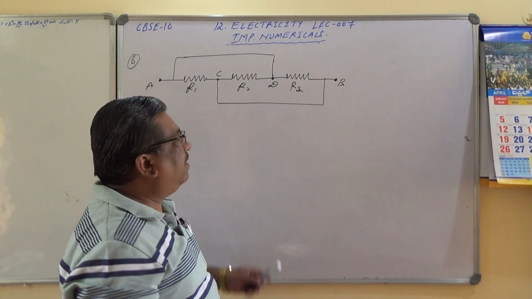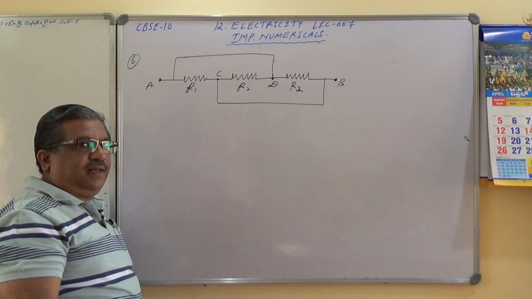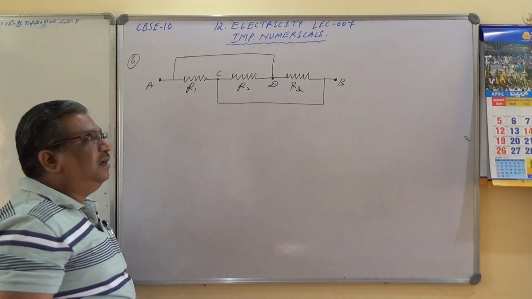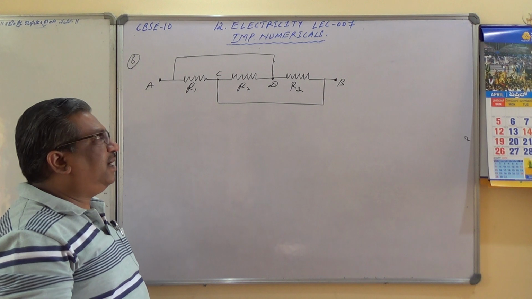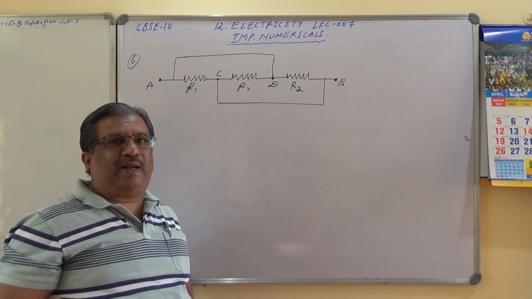Dear students, here we have a very typical problem. This is the arrangement of resistors in a particular combination, and you have been asked to find out the equivalent resistance of this circuit. So how do you find out now? I will say all these three, R1, R2, R3 are in parallel combination. But how do you understand that all these are parallel combination?